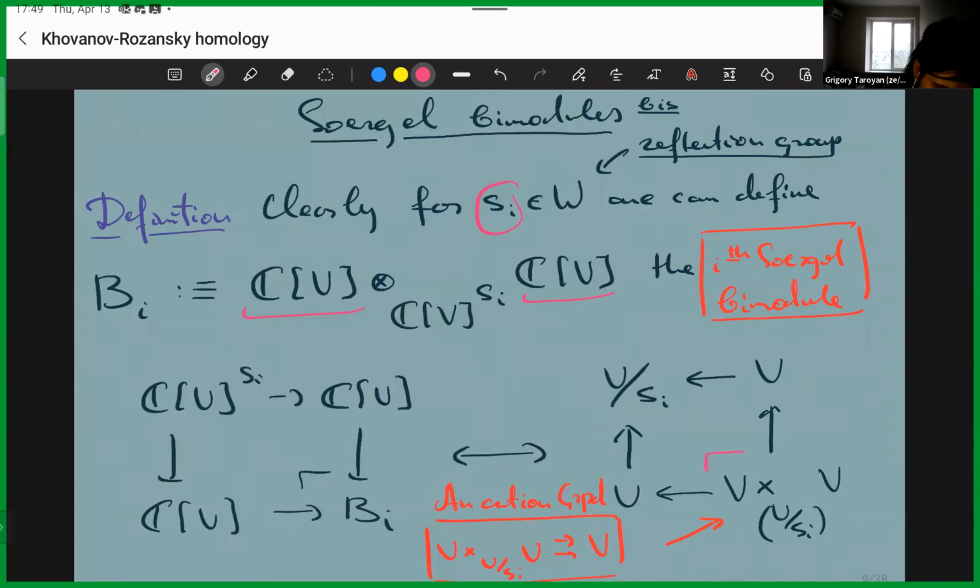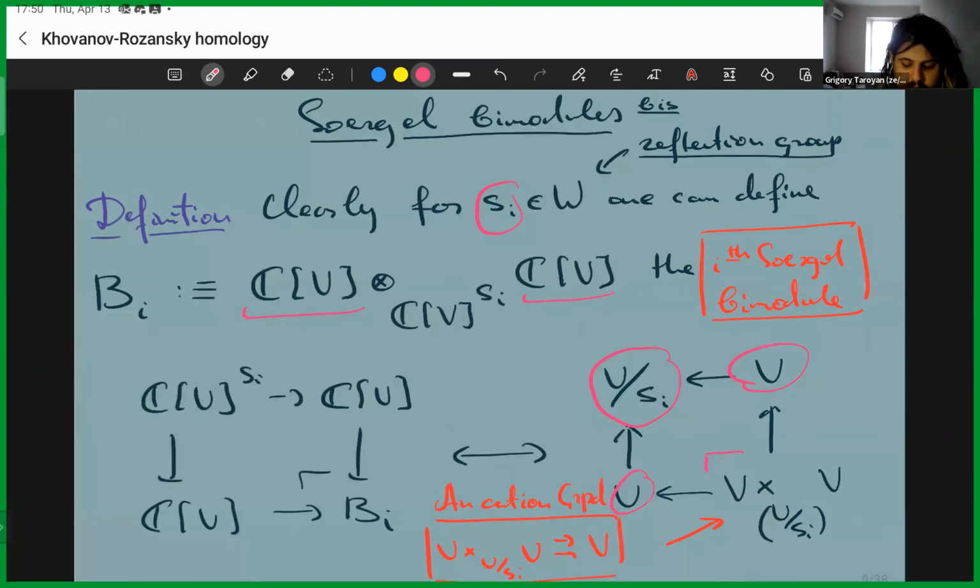We can immediately see an analogy. Basically this is just the correspondence between function algebras and spaces, and here we can consider the quotient space by the action of this reflection. We have two copies of this vector space, and what we have here is basically the action groupoid for the action of this reflection.